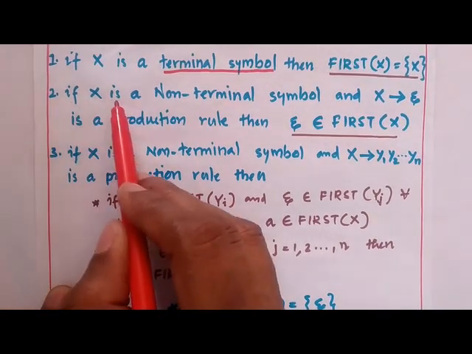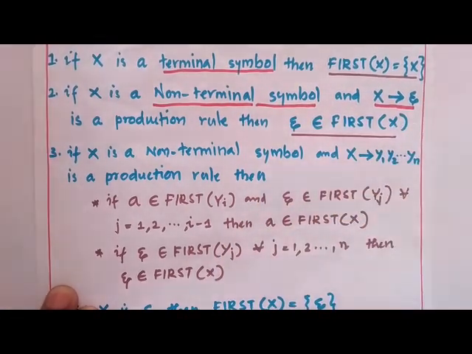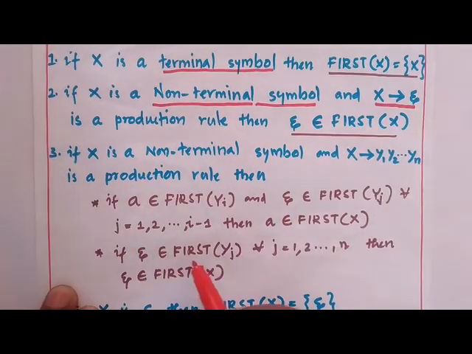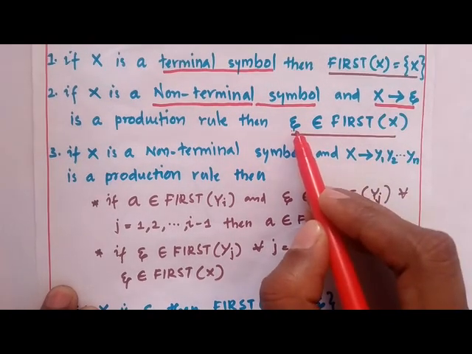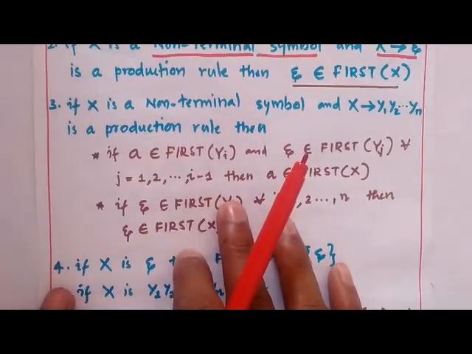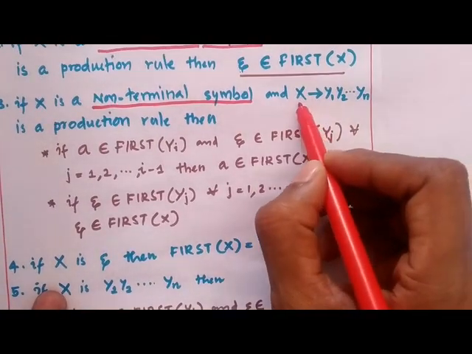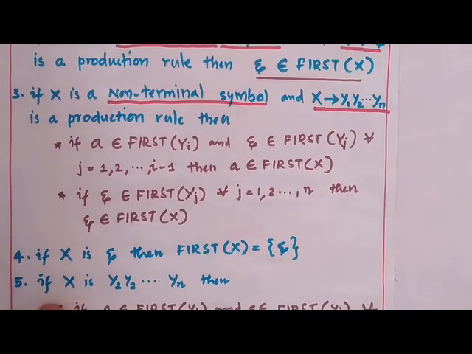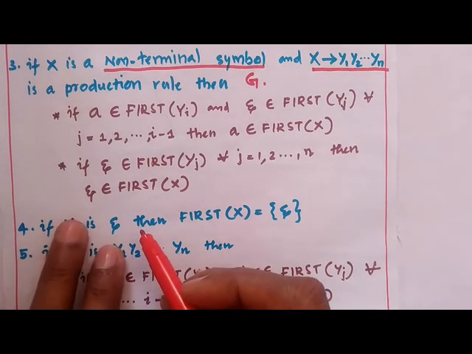Second step: if X is a non-terminal symbol and X gives epsilon is a production present in the grammar, then epsilon belongs to first of X. We know that X derives epsilon, that's why epsilon belongs to first of X, and capital X is a single non-terminal symbol. Third step: if X is a non-terminal symbol and X gives Y1, Y2, up to Yn is a production rule present in the grammar G, then you can apply these steps to compute first of X.